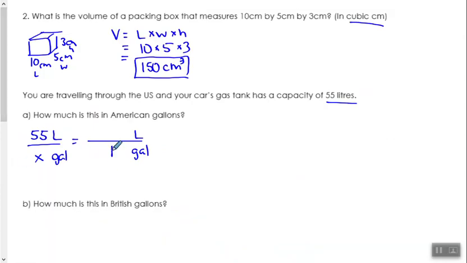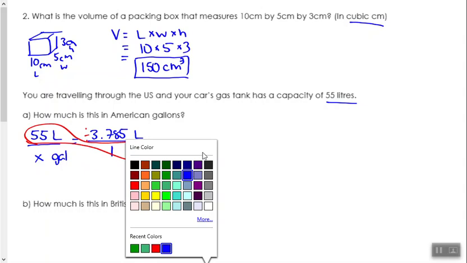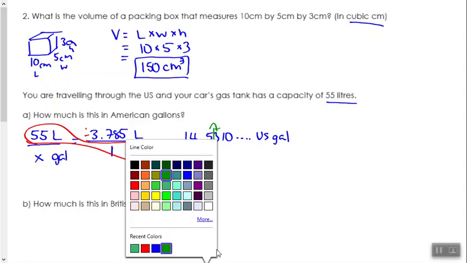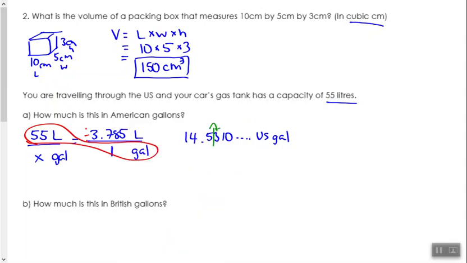So back here, 1 gallon is 3.785 liters. Solving our proportion. So multiply and divide by the one across. We get 14.5310 US gallons, or let's just round that to the nearest decimal place. So cut it off there, take a peek over the wall. We don't have to round up. And we get 14.5 US gallons.